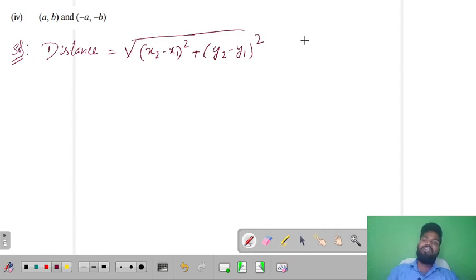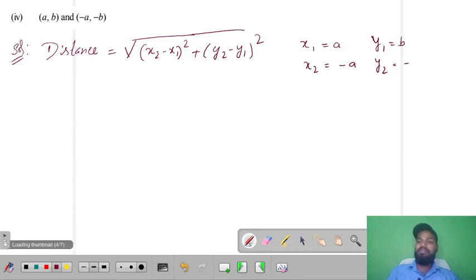Just substitute here. Here x1 equals a, x2 equals minus a, y1 equals b, and y2 equals minus b. Don't get confused here. It is very easy.